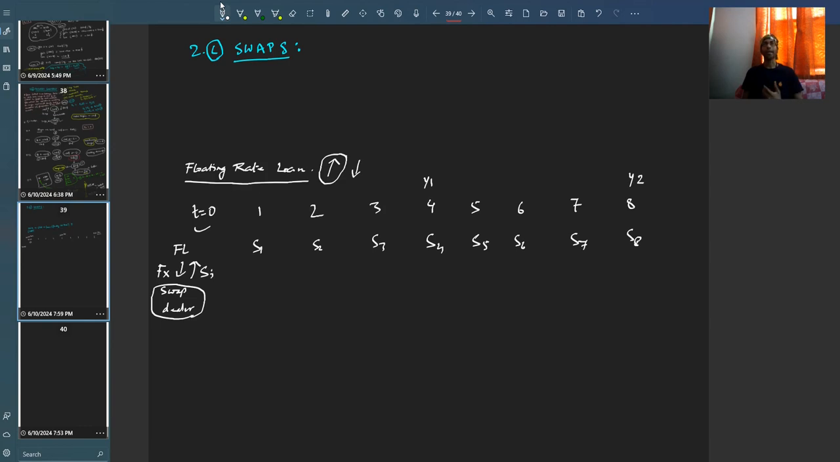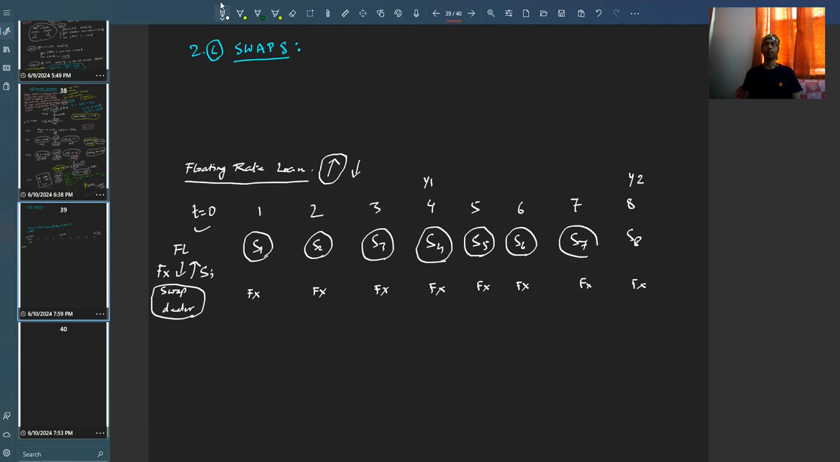Let's denote it by SI. It can be S1, S2, S3, S4, whatever. Now what happens is, your payment has become fixed and in return you are getting the variable payments. So in each of these terms you are paying the swap dealer FX, and in return the swap dealer is paying you S1, S2, S3, S4, S5, like this. These payments are being paid by the swap dealer.